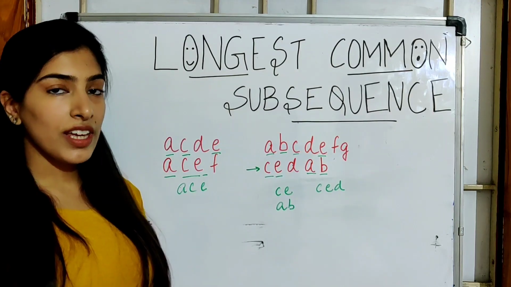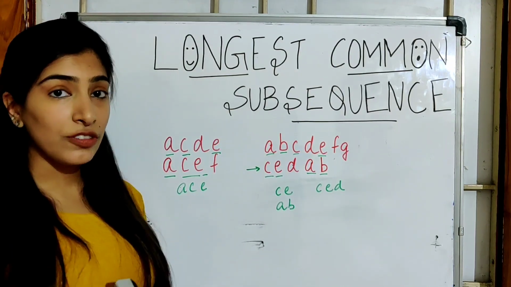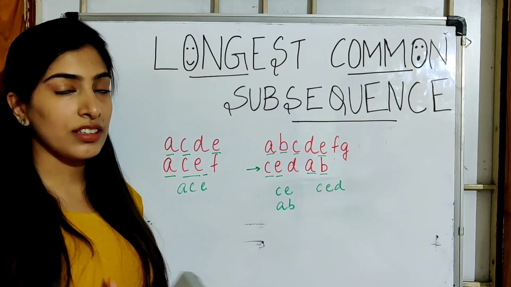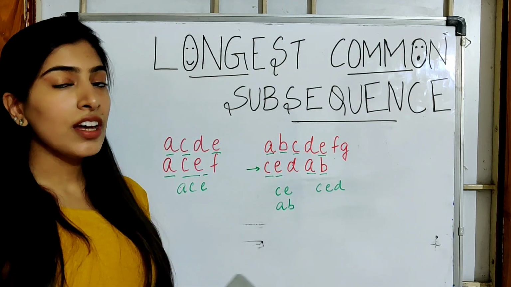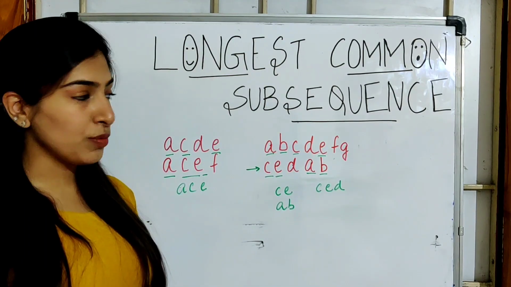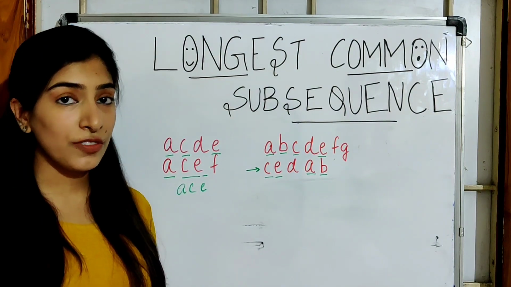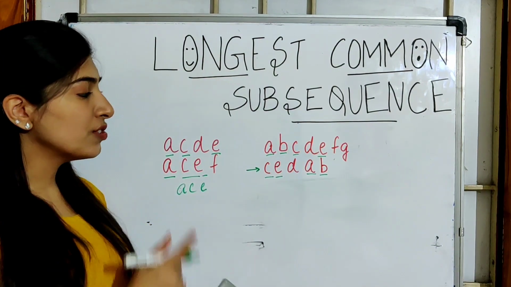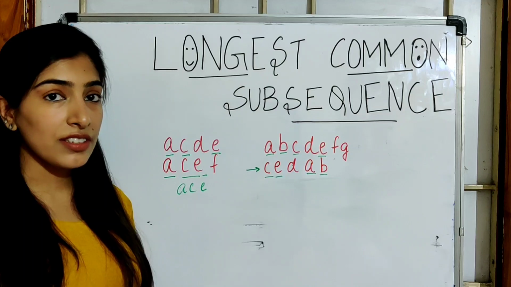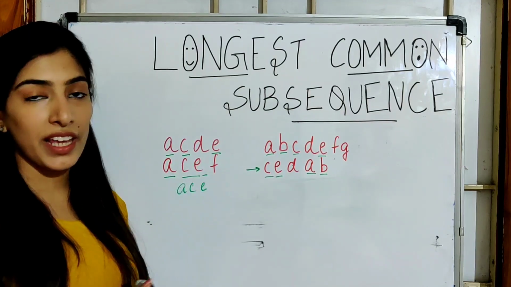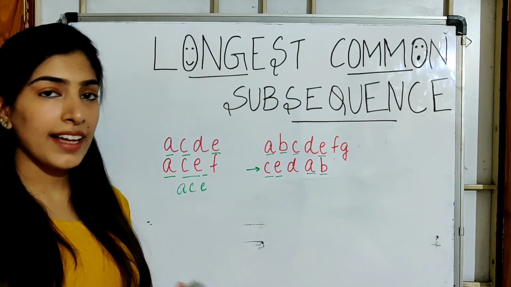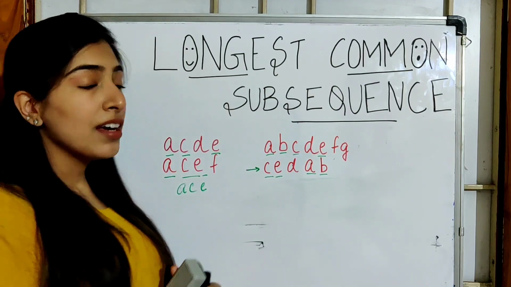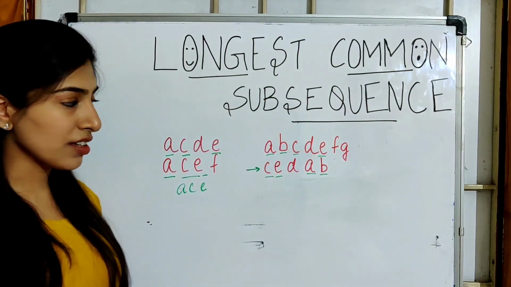The question can be to either find the length of the longest common subsequence or to return the longest common subsequence itself. We should be able to cater to both problems. So what is the first brute-force solution that comes to our mind? To take all the subsequences of one string and see whether they are there in the second string or not, and return the longest one. But let's analyze the efficiency of this approach.